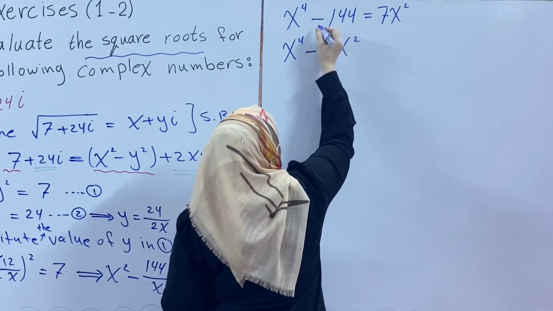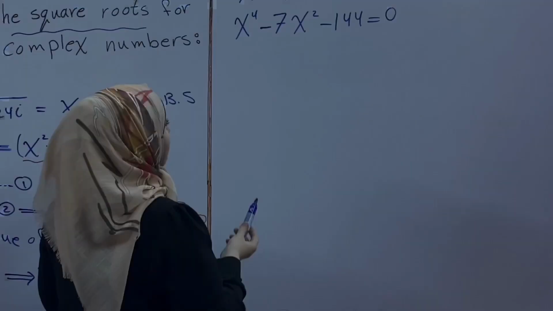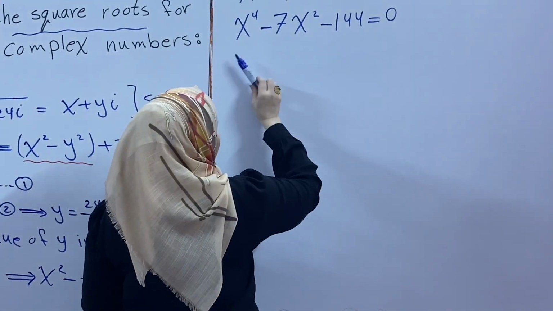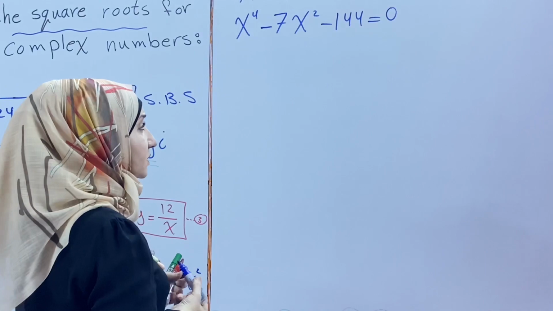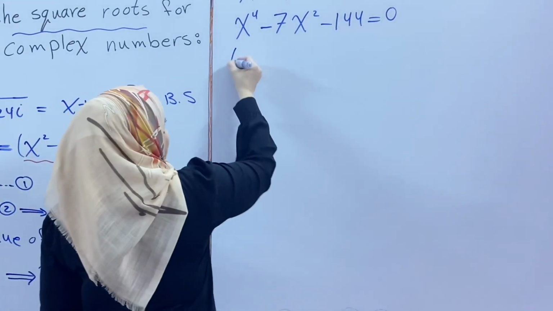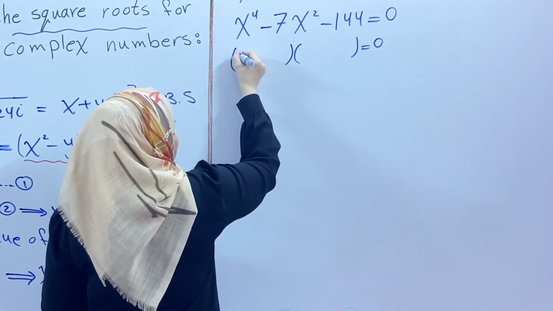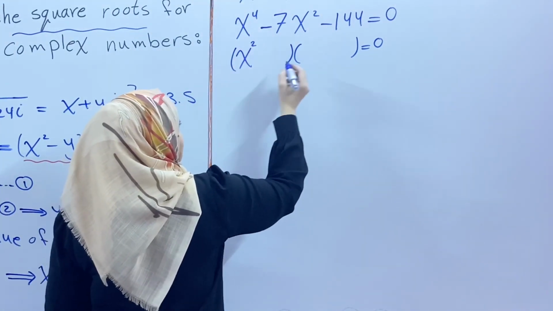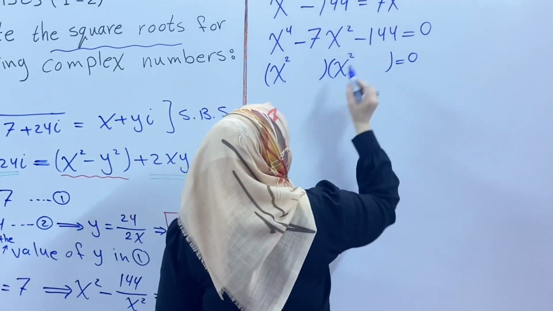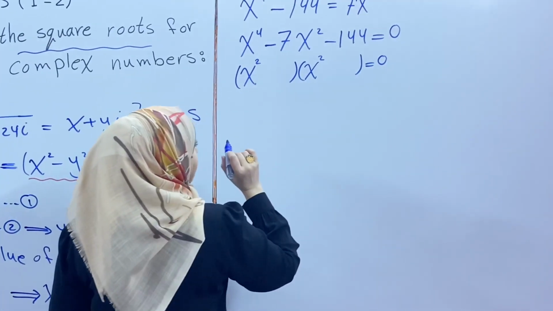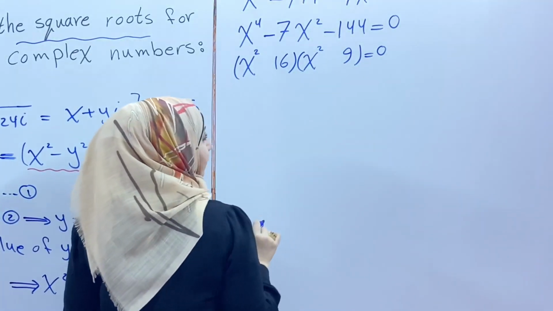7x squared minus 144 equal 0. And here I see I have an equation of 3 terms, so I can factor it by experiment. So I will write 2 brackets equal 0. X power 4, its square root is x squared multiplied by x squared. And 144 comes from 16 multiplied by 9.